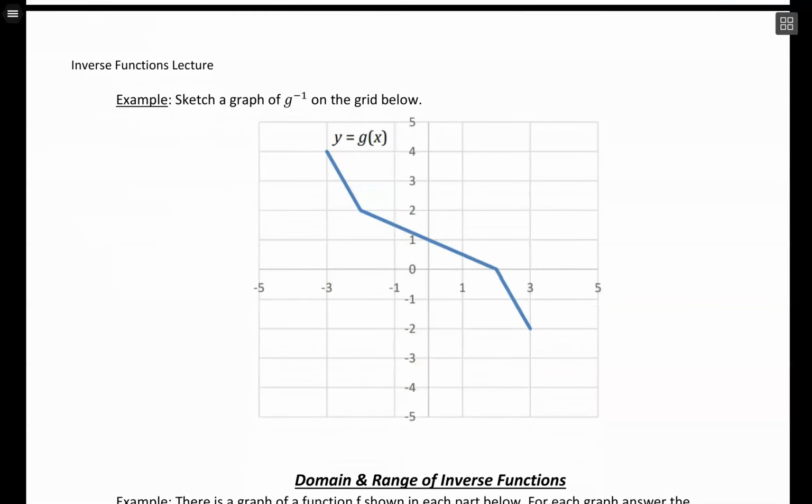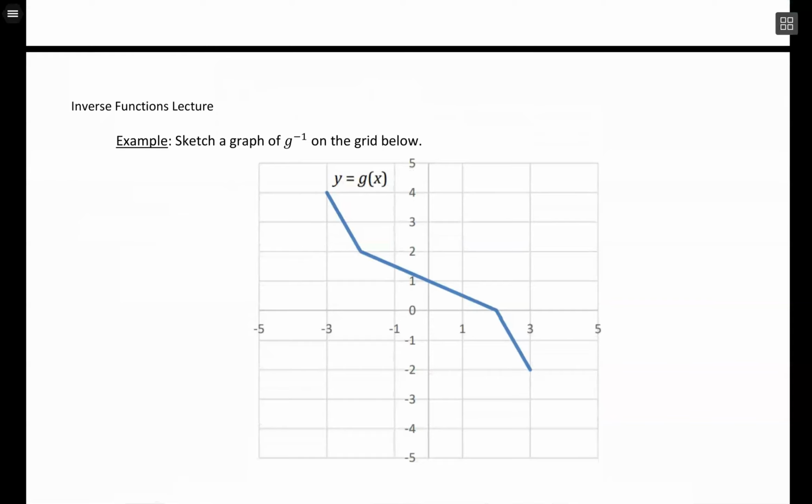All right, last piece here is making a sketch of our inverse function. Again, a few different ways to think about this. You can think about that reflection, or what we could do is think about how some coordinates switch. So what I'm going to do is grab some key points here. I have the point (-3, 4). I have the point (-2, 2). I have the point (0, 1). And (2, 0). And (3, -2).